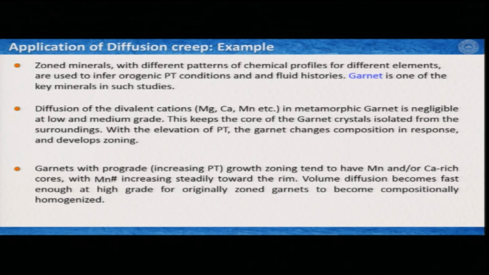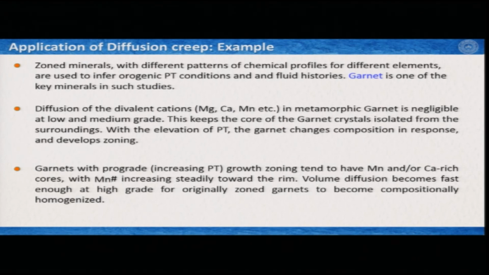What happens here is that the diffusion of divalent cations, for example magnesium, manganese, calcium and so on, in metamorphic garnet is negligible at low to medium grade. So if I have some distribution of these elements inside the garnet at low or medium grade metamorphism, they stay there. If I have a large garnet crystal, the core is almost undisturbed, isolated from the surroundings. But if the temperature is high, then diffusion starts operating, and the elements, particularly the divalent cations, move within the garnet following a typical pattern.